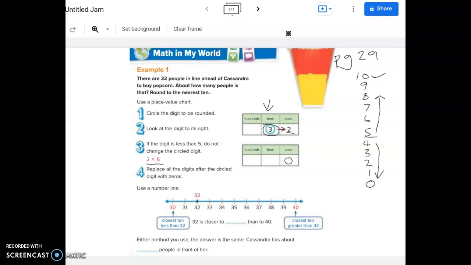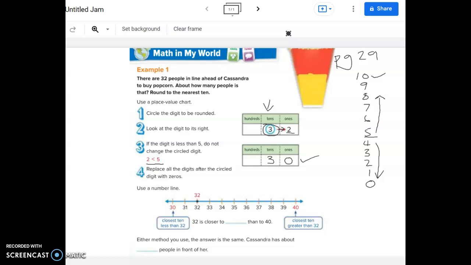Now, I do not change that circled digit, so I bring down the 3, and my answer then is 30. So if I rounded off 32 to the nearest 10, I would get the answer 30.